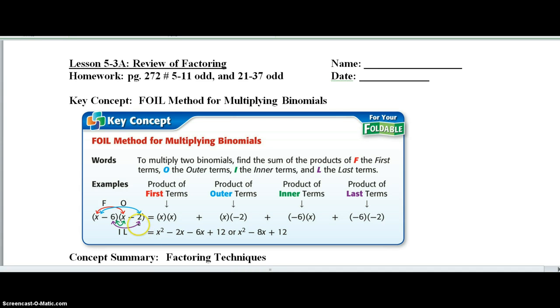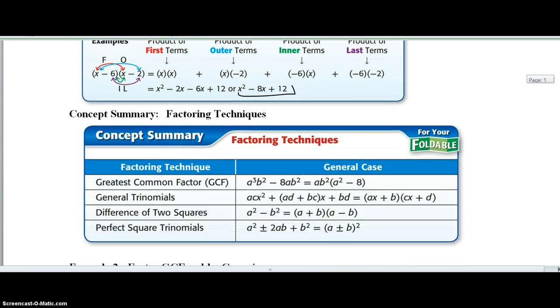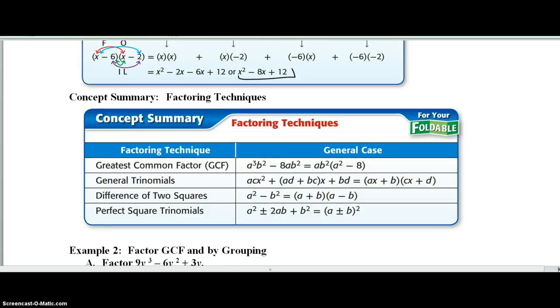All we do with the FOIL method is start with two terms, multiply first, outer, inner, last, and then we end up with our trinomial at the end. Today we're going to work backwards from that method, and I'll show you what I mean by that. I think you all should remember this from Algebra 2. But before we do that, there's a couple of different techniques that we're going to talk about.